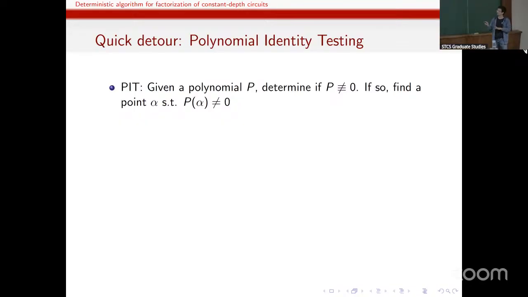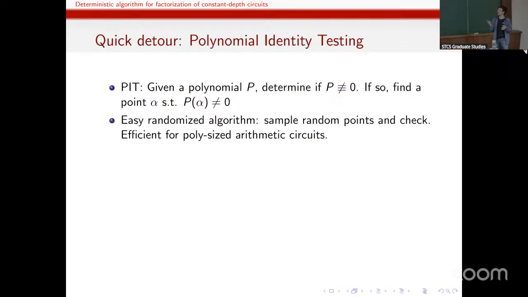The PIT problem is just, you're given some polynomial, let's say some succinct access to it, like a circuit, and you just want to query it and figure out, is this circuit computing a non-zero polynomial or not? And the easy randomized algorithm is to just sample enough random points and check. And this works due to the Schwartz-Zippel lemma. And this is efficient for poly-sized arithmetic circuits as a randomized algorithm. And it's a big open problem to try and make this deterministic, and it has connections to finding lower bounds and so on.